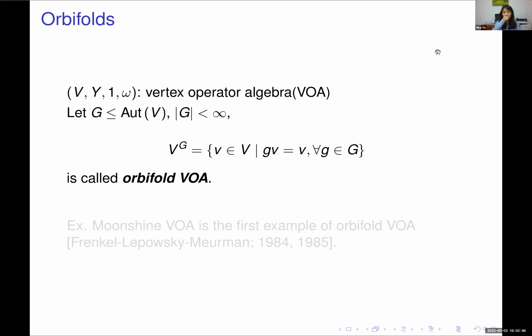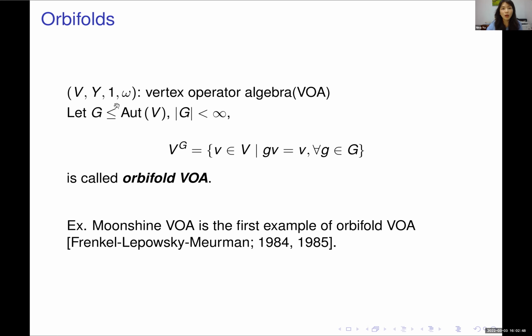Okay, so we will still use this V, Y, 1, omega to denote the VOA, and G is going to be a finite subgroup of the automorphism group. So when we consider the fixed point set, we are going to write this as V^G, which is the set of the fixed points under the automorphism group. And we know that this also has a VOA structure, and this is called orbifold VOA.